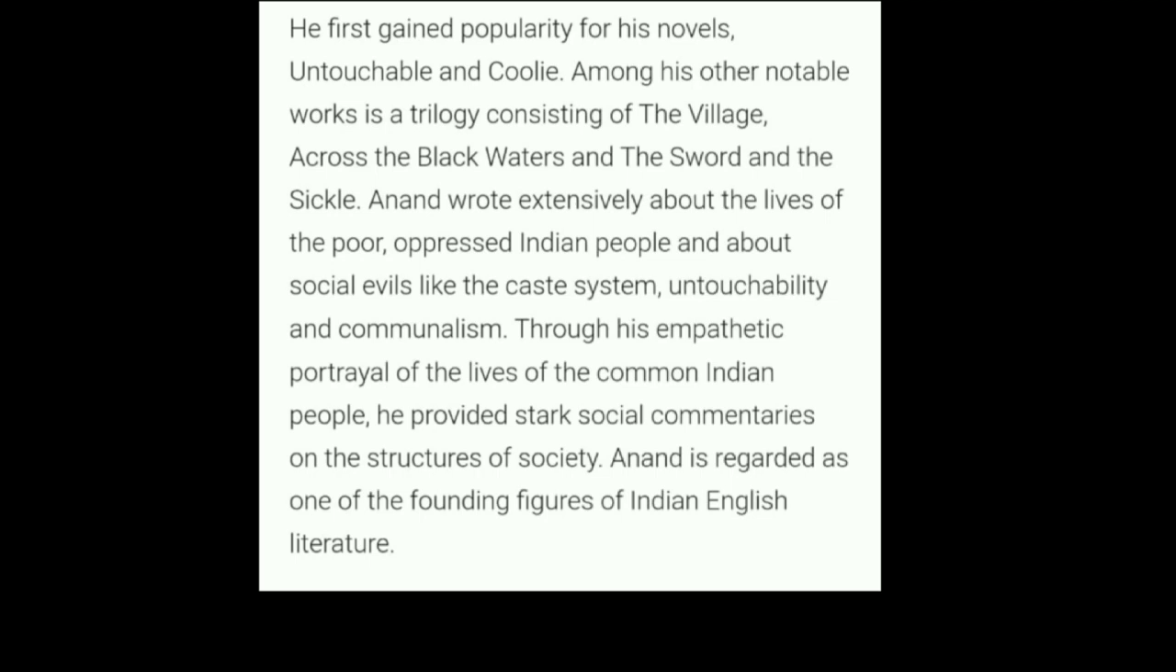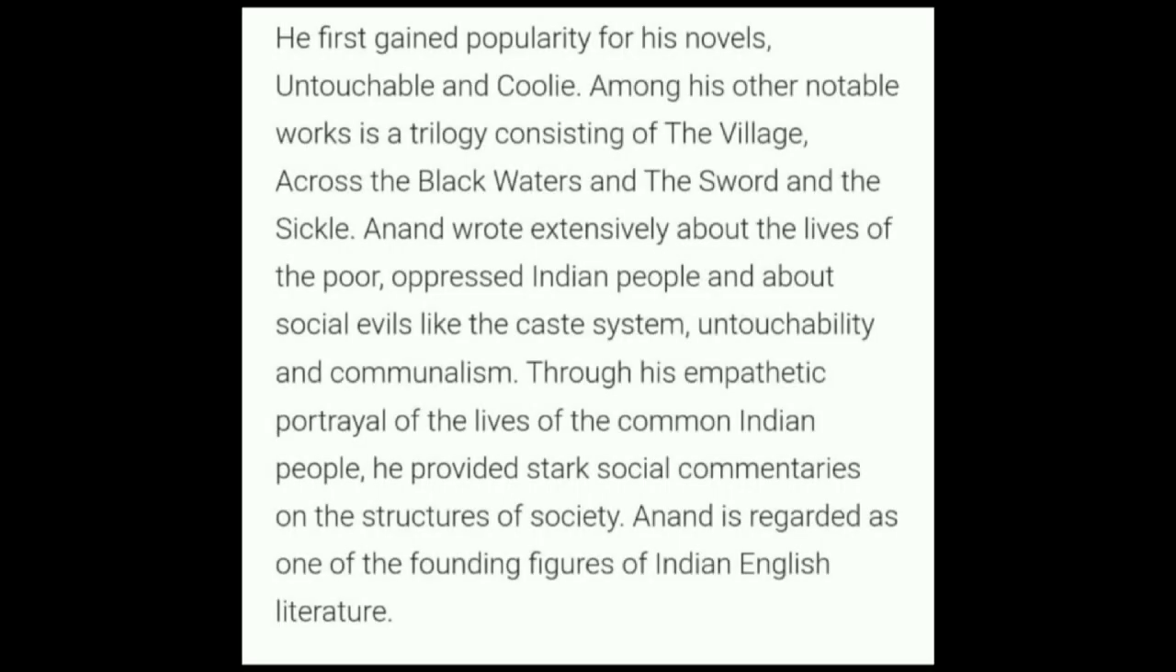Through his empathetic portrayal of the lives of the common Indian people, he provided stark social commentaries on the structures of society. Anand is regarded as one of the founding figures of Indian English literature. This line you have to remember: Anand is regarded as one of the founding figures of Indian English literature.